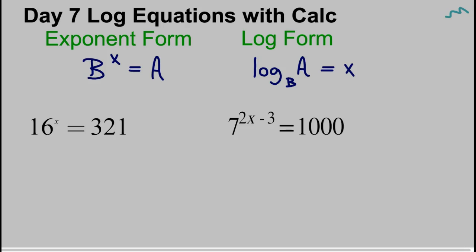So could we rewrite this expression as a log? There's a couple ways to look at this. We'll start out with, hey, let's write that exponent form as a log form. So if we rewrote this as a log, it would be the log of 321 base 16 is equal to x.